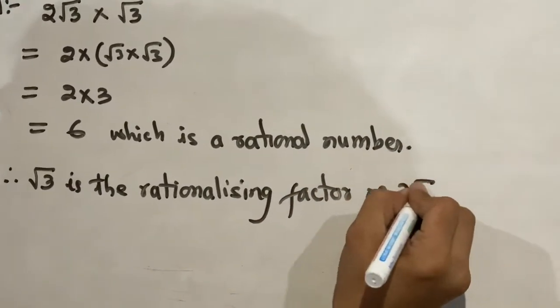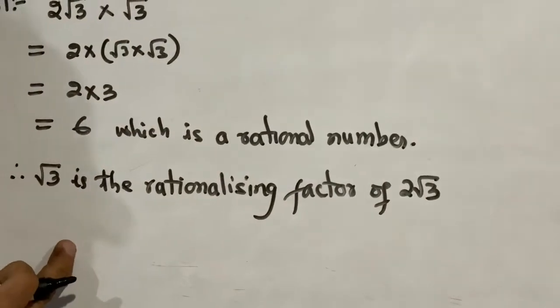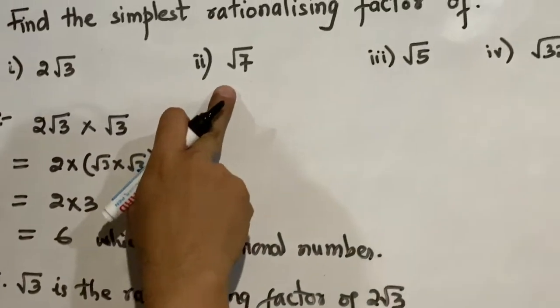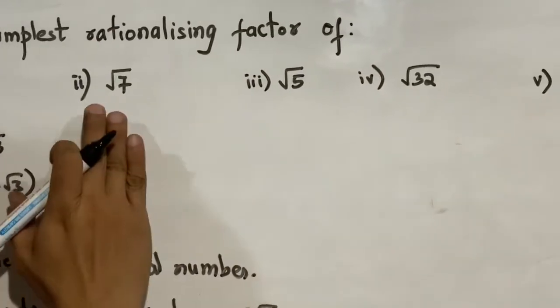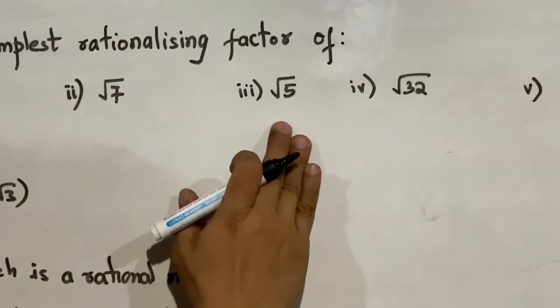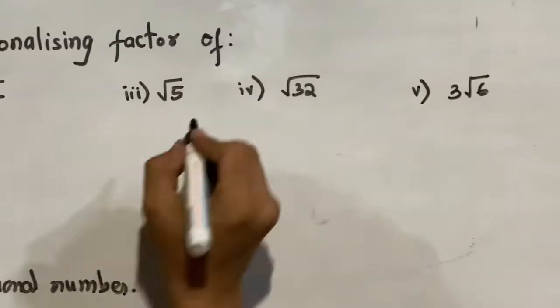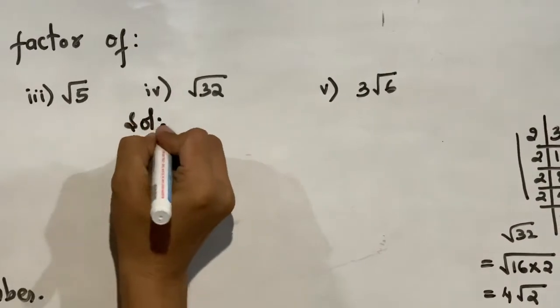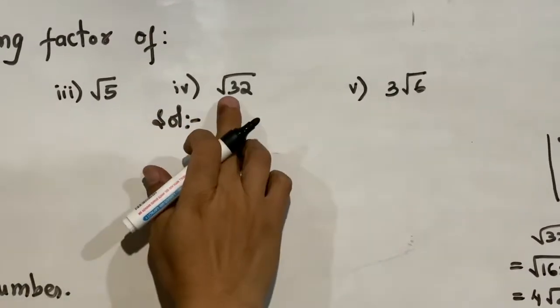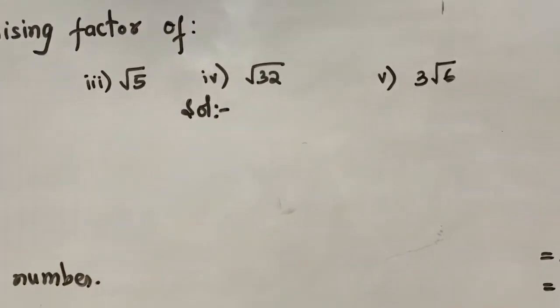Now try numbers like root 7, root 5, and then root 32. Find the rationalizing factor of root 32 as a solution.